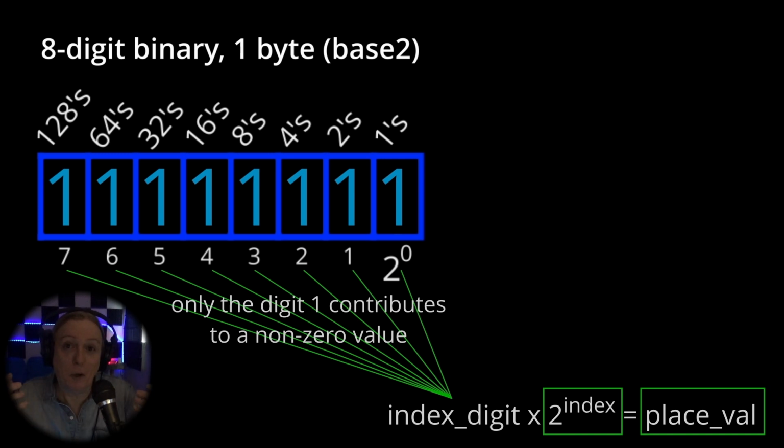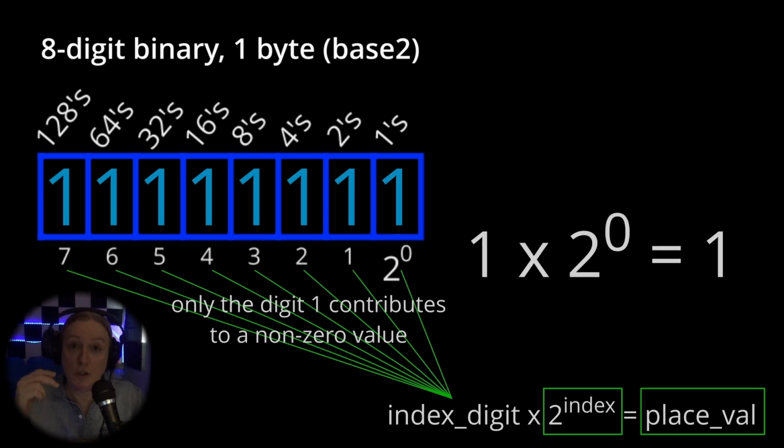And since there can only be one non-zero digit in any binary position, and that would be the value of 1, if you have a 1 in that first place, you would say 1 times 2 to the 0, which is 1 times 1, which ends up just being 1. We would say that the place with index position 0 contributes a value of 1 to the overall number.